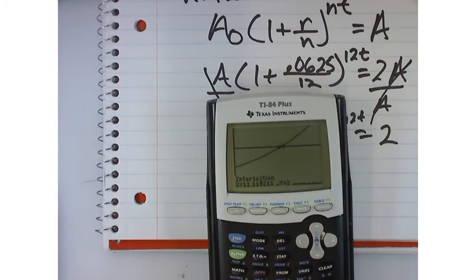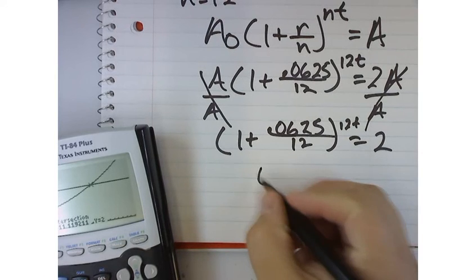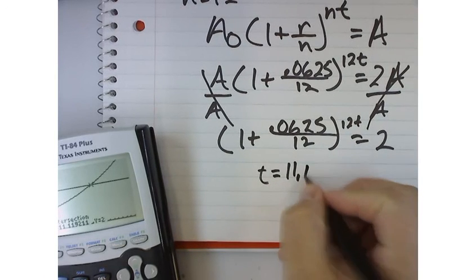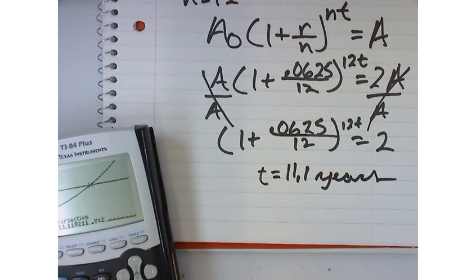It seems like x equals 11.1, but what does that mean in English? What does the 11.1 represent? The years, right? So we would say that t is equal to 11.1 years. Okay, so what does that mean? That means that if I put a certain amount of money in the bank at this interest rate that compounds monthly, I should expect to double my money in about 11.1 years. Okay, any questions on that one?